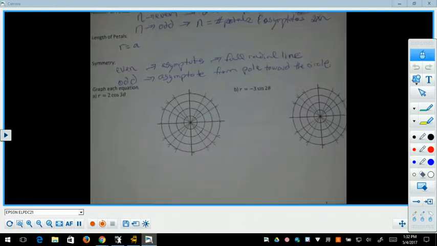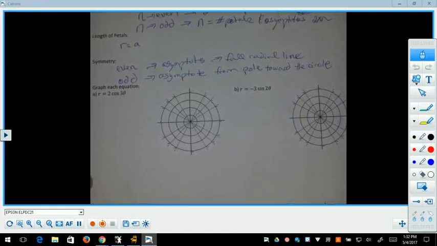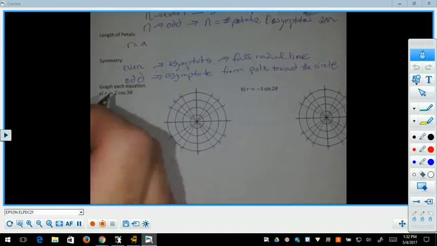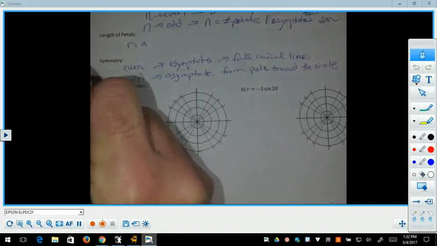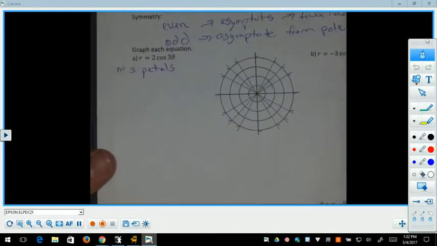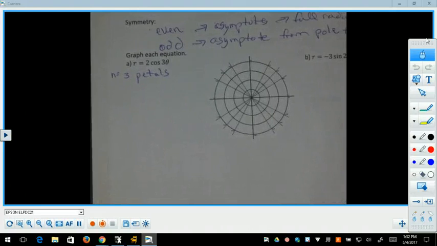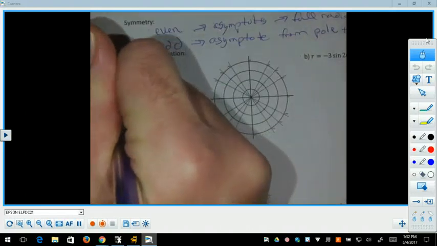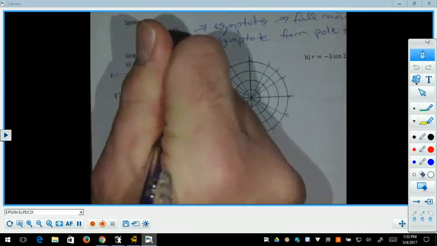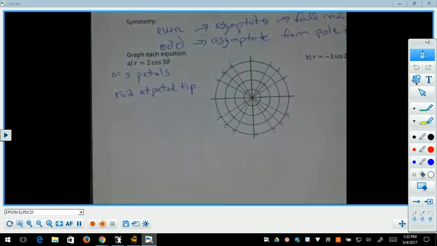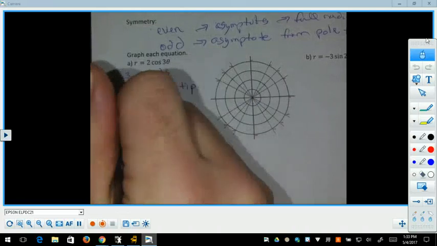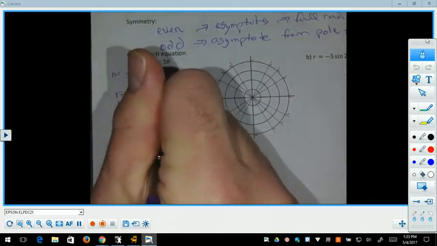All right, graphing each equation. When you go to solve this, what's the maximum length for our petals? For this one, well, first off, how many petals are there going to be? There's going to be 3 petals, because n equals 3. There are 3 petals. But what's the length of them going to be? 2. So what I'm going to say is that r equals 2 at the petal tip. So what I'm going to do is plug in 2 for the radius. So I'm replacing r with 2, equals 2 cosine 3 theta.